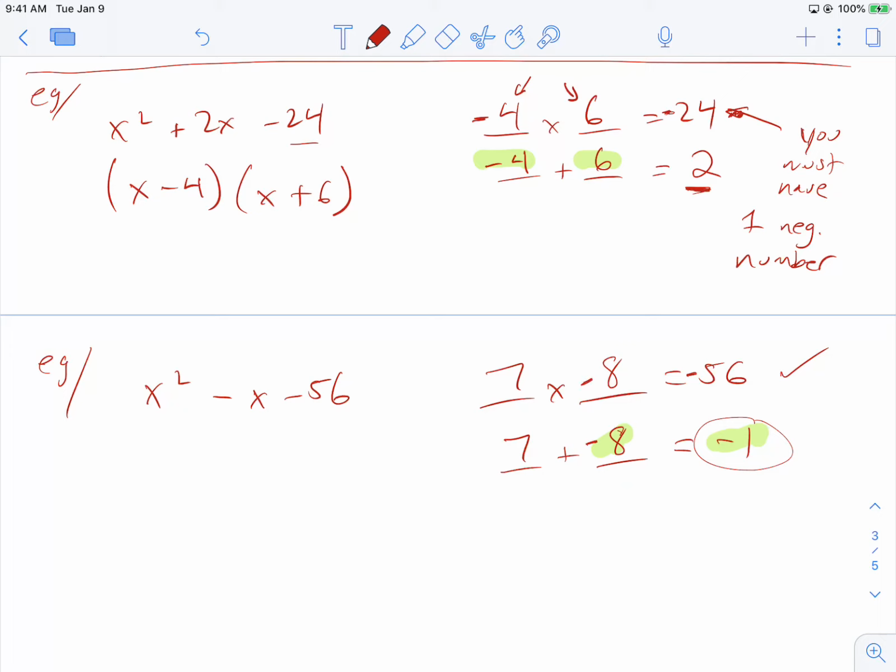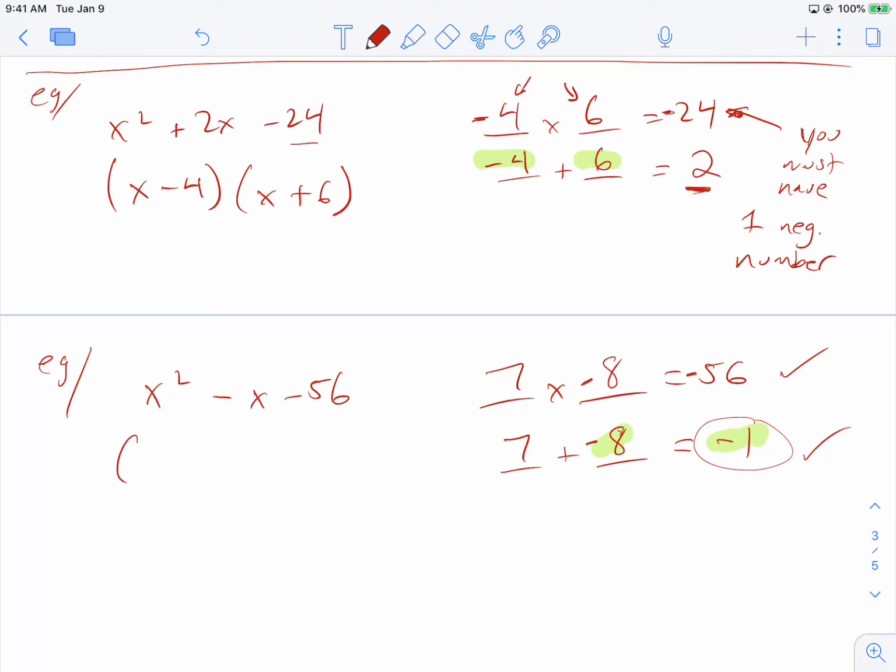So 7 times negative 8 does give me negative 56. That's awesome. 7 plus negative 8 does give me negative 1. And let's say you mess that up. Let's say you put the negative in front of the 7. Just double check, and if it doesn't work out, switch your negative sign to the other number and try again. It's trial and error. It's going to take you some time.